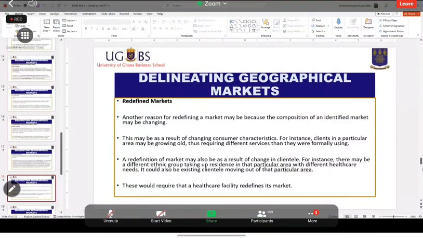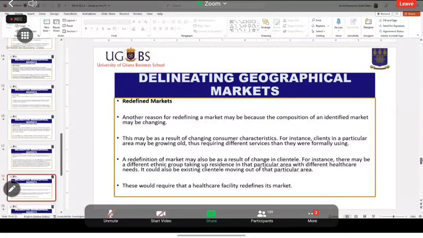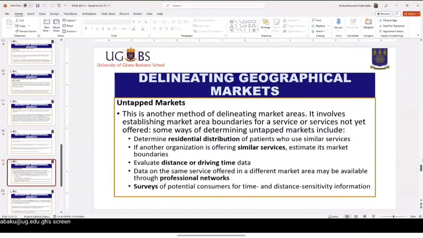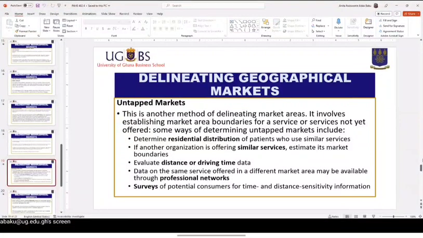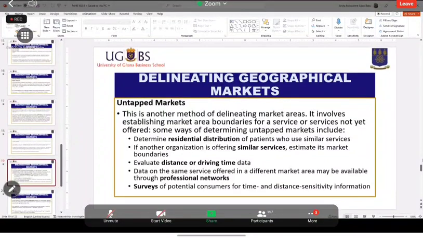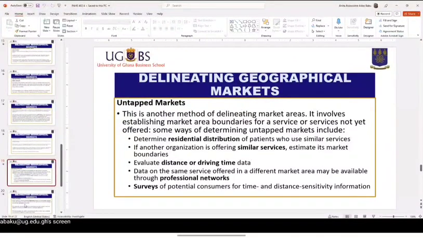Then we could also have untapped markets. Untapped markets is where you don't have a lot of people in that particular area or interested in providing services in that area. Is that okay? So you could define your market, yes, based on untapped market. And so for you, you are interested in places where other service providers may not be interested in going because you have seen some opportunity there, and so you want to go there.